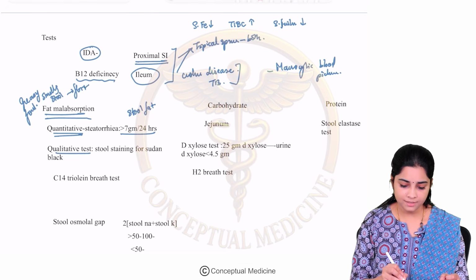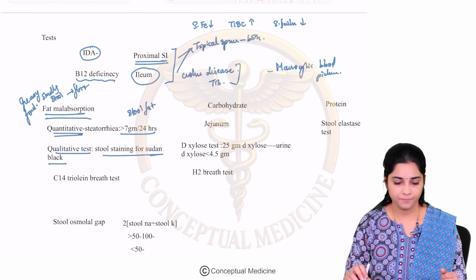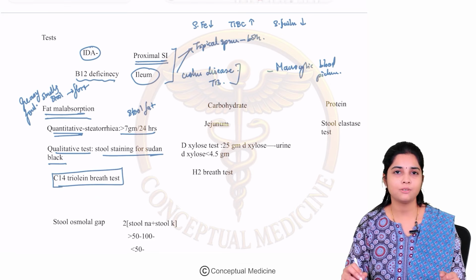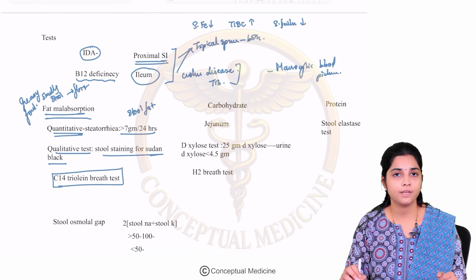The qualitative test is stool staining for Sudan black. Then we also do a breath test, which is your carbon-14 labeled triolein breath test. But since there is radioactive exposure to carbon-14, it is less commonly used.